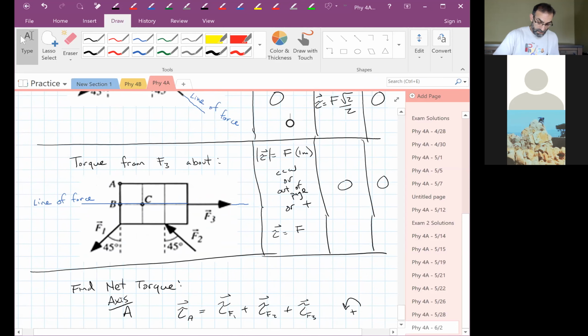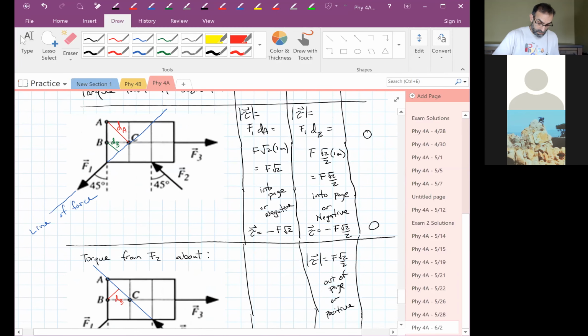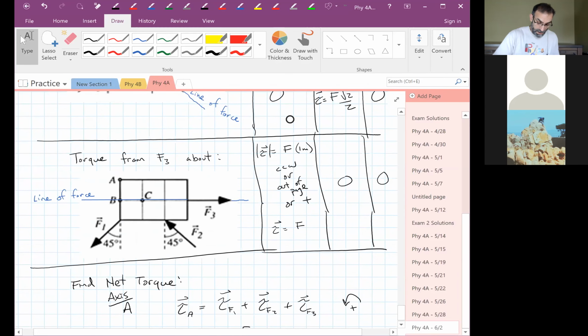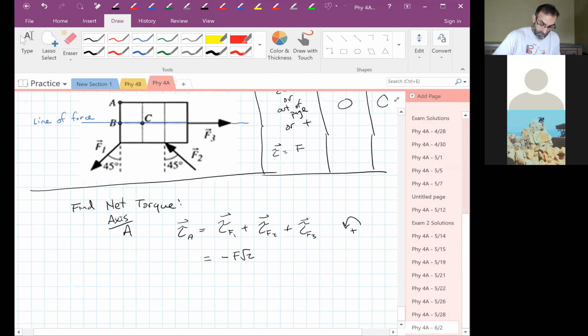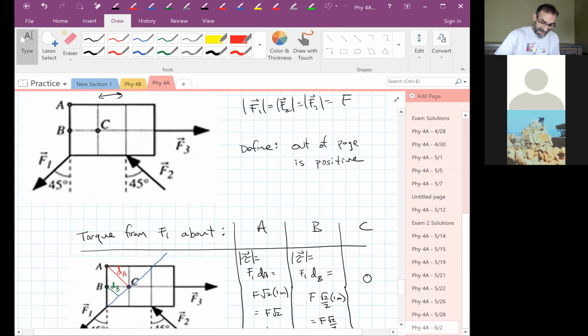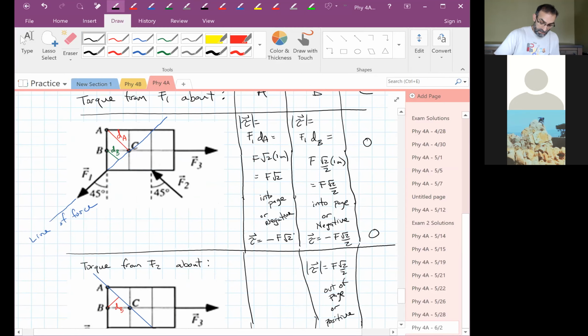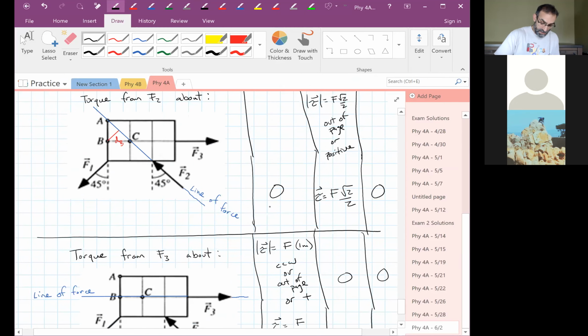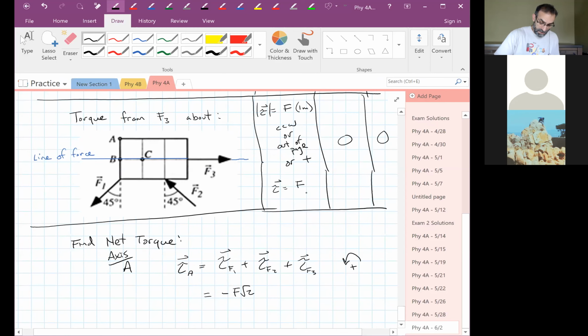0, and what am I looking for? Yeah, and a positive F. I'm looking at the first column, right? Axis A, only care about this column. So F1 about axis A, negative F root 2, F2, 0, and F3, F.